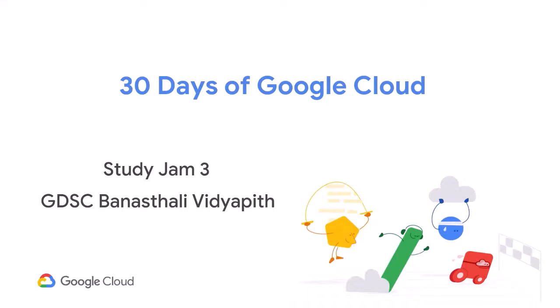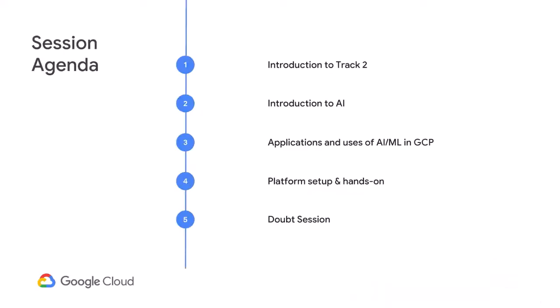Let's see what we have for today. Today we'll be discussing the introduction to Track 2 and introduction to AI. Then we'll move on to discuss the applications and uses of AI and ML in GCP. Then we'll be seeing the platform setup and doing one hands-on lab. And then we'll be discussing the doubt sessions that are going to happen every Tuesday at 6 p.m.